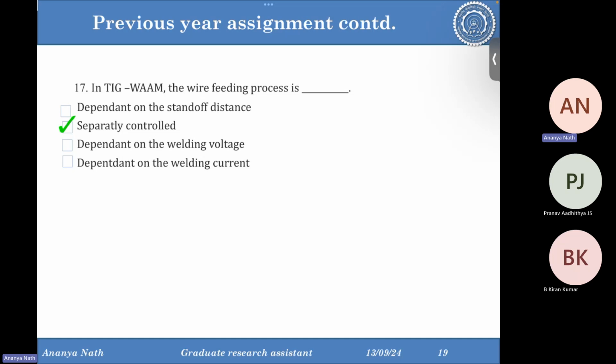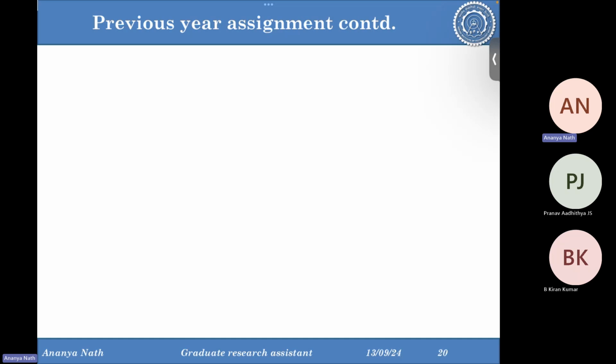So it will be controlled separately, but it has an influence along with the other parameters. Wire feeding is separately controlled, but it will have influence along with the other process parameters. So it is dependent upon the standoff distance and the deposition rate, but it will not be controlled like this.